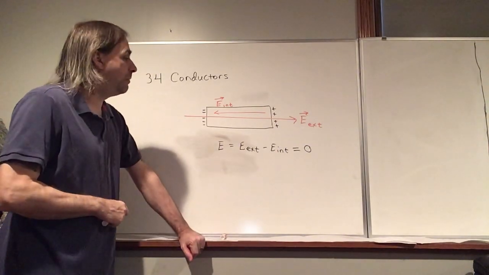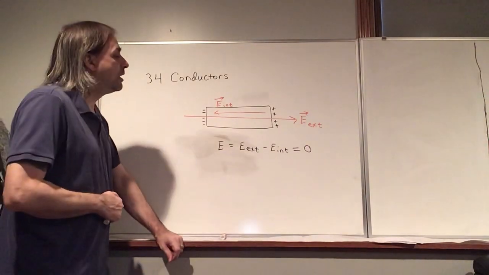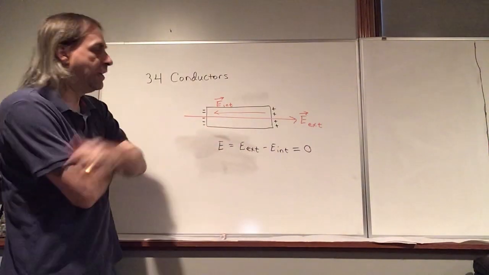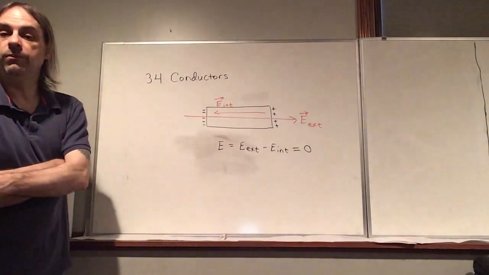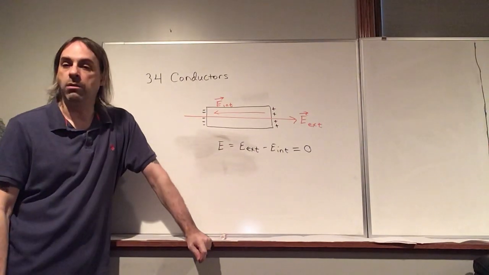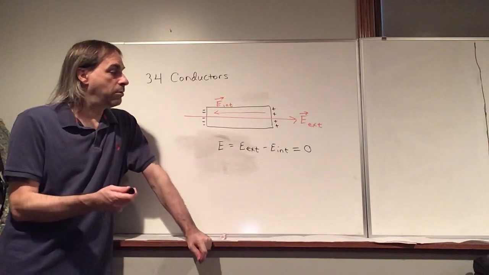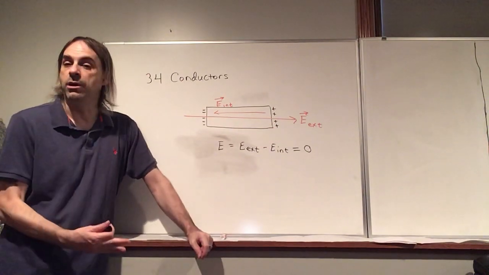And so, if it's not 0, then charges are still moving around. So if you just create an external field and leave it, this is going to be the end result: the electric field inside the conductor is 0. Now, it's essential that we set up this external field and just leave it alone.